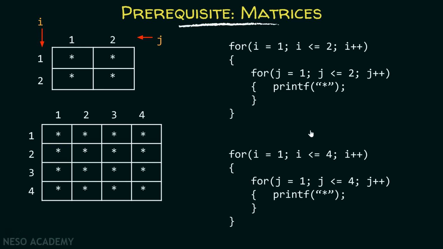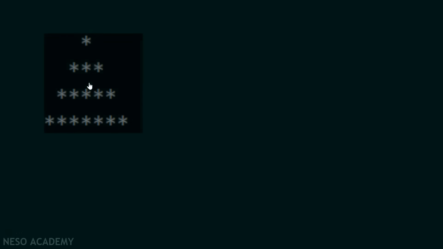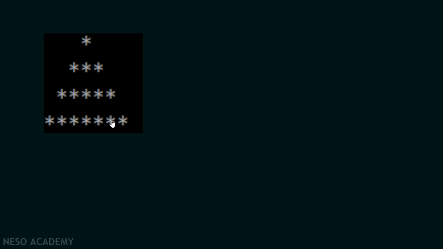Now it's high time to get into the problem. See this particular structure. As you can clearly see, this is a pyramid, right? We can easily represent this pyramid using matrix. How can we do that?